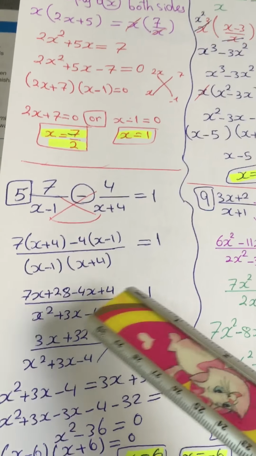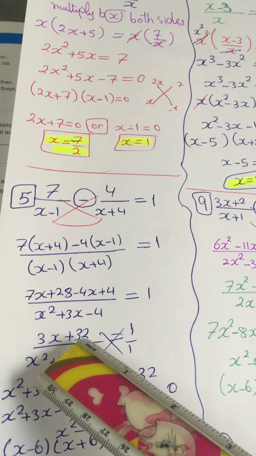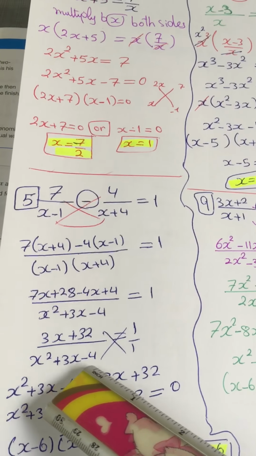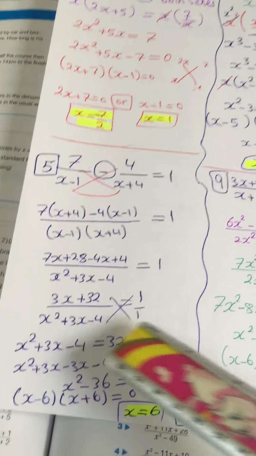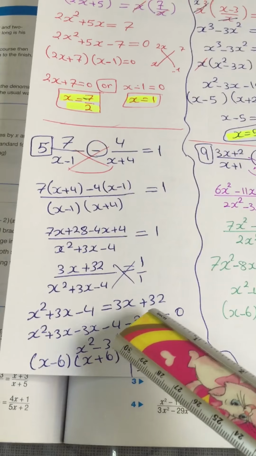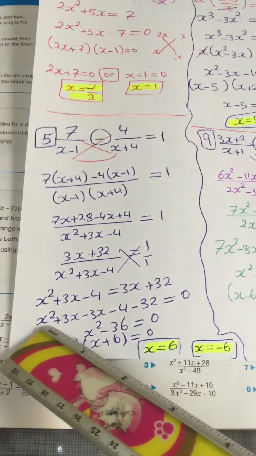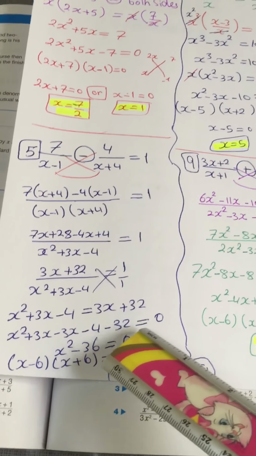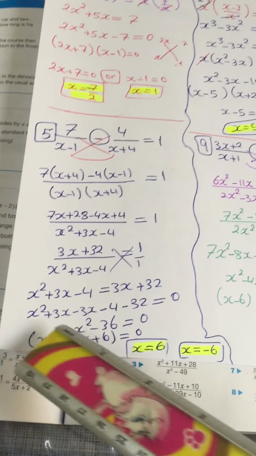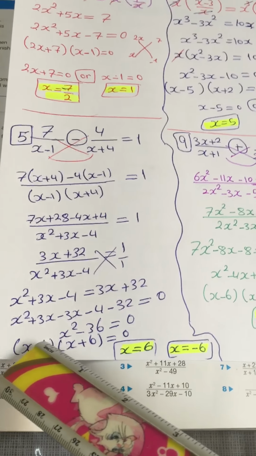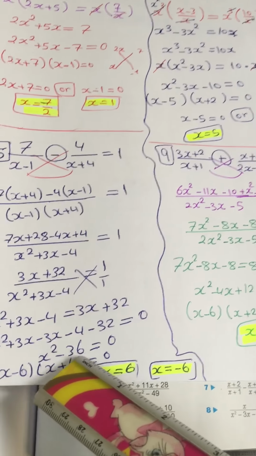Now I'll collect the like terms up. It will be 3x plus 32 over x squared plus 3x minus 4. Multiply by 1, make it equal like this. And then collect all the terms one side to make it quadratic equation and factorize it. When I collect all the terms one side, I get finally x squared minus 36.